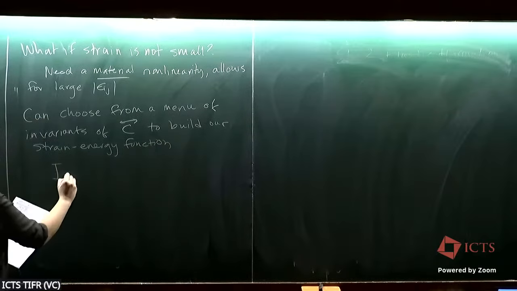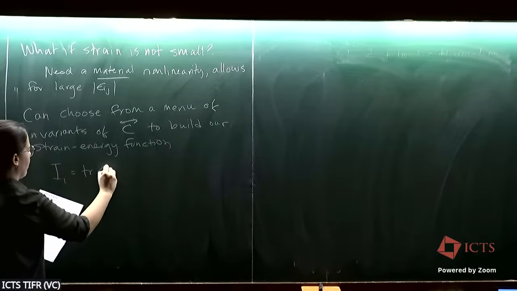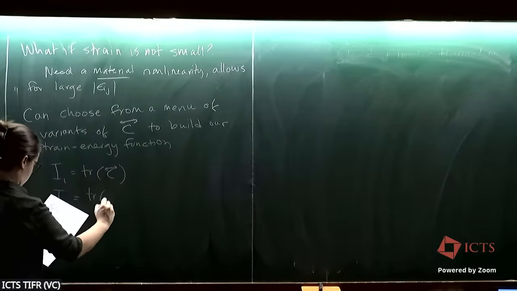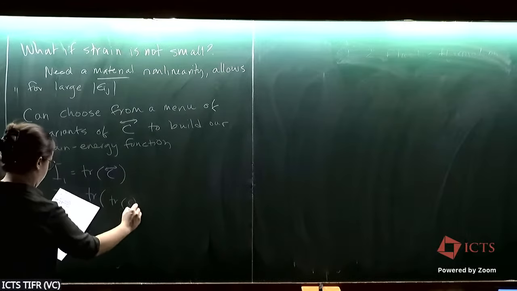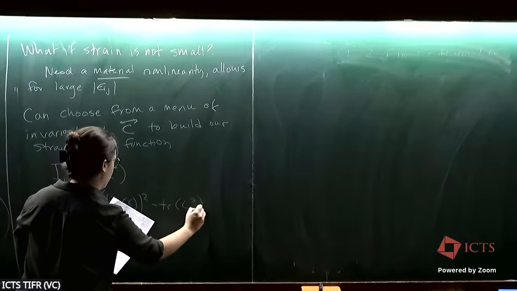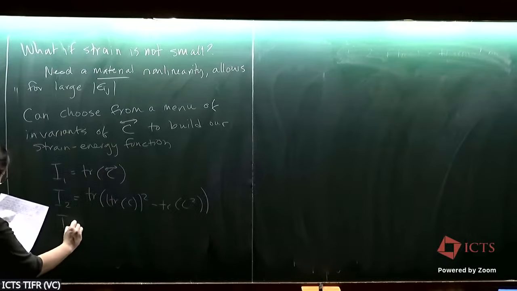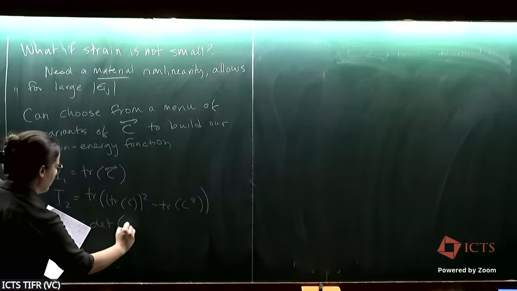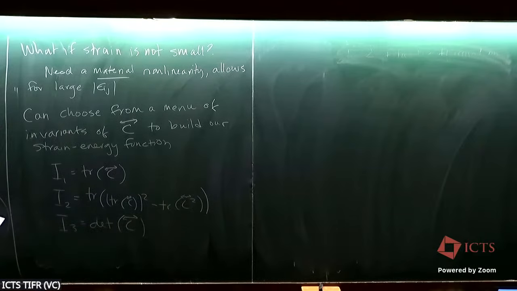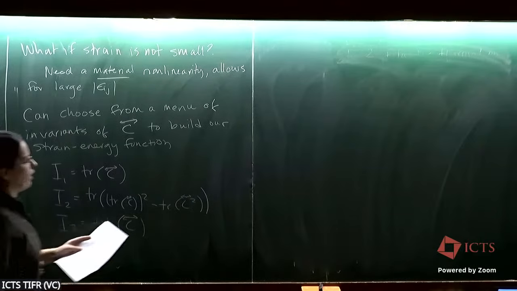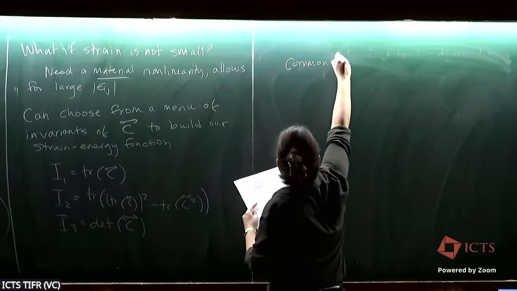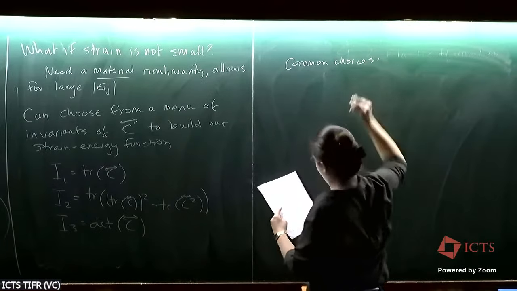So these might be the trace of C that we could call I1. They might be the trace of C, squared, minus the trace of C squared. Or we might have I3, which is the determinant of C. And these can all be written in terms of the eigenvalues very nicely. But I will just mention to close that there are a couple common choices that may come up later in the school or may not.